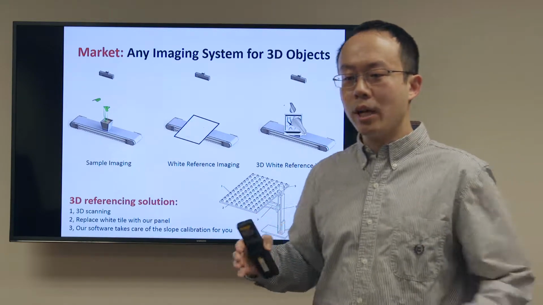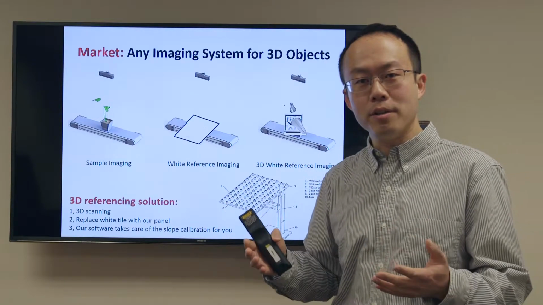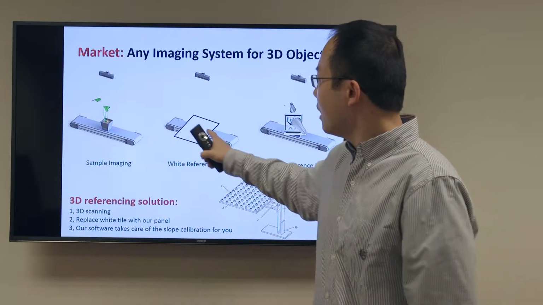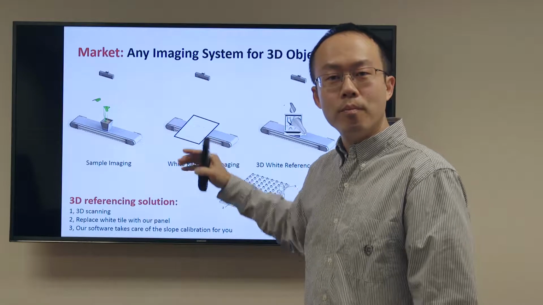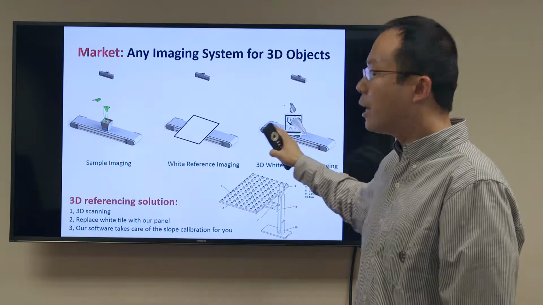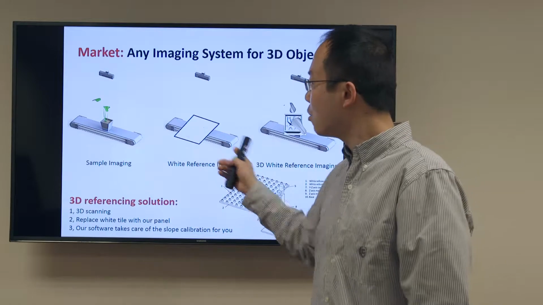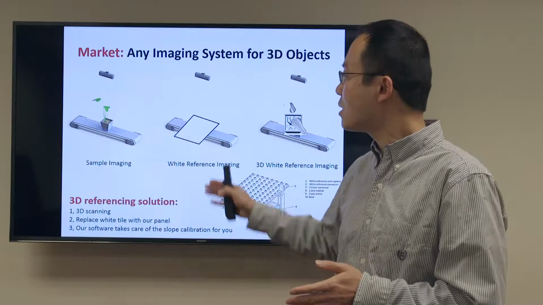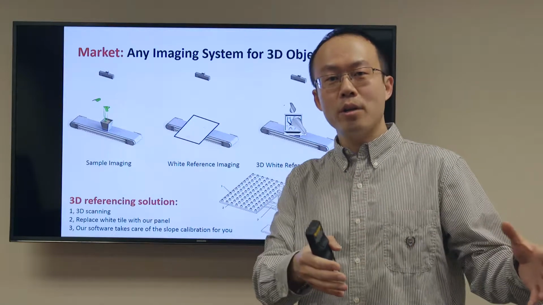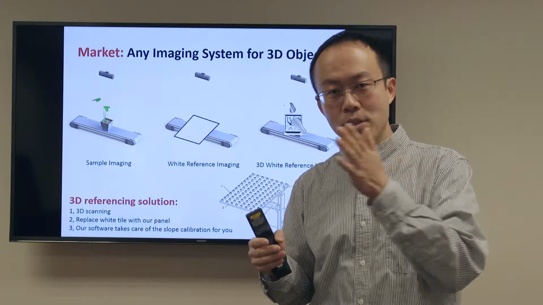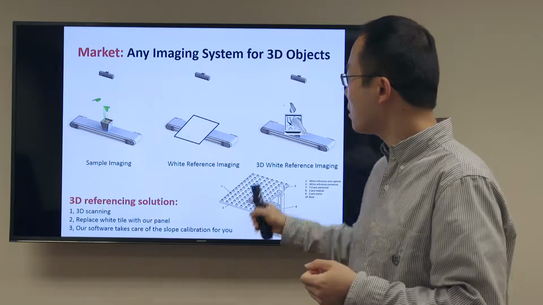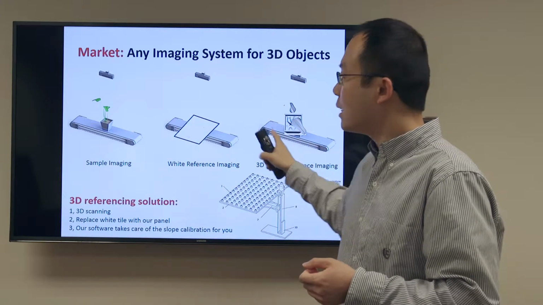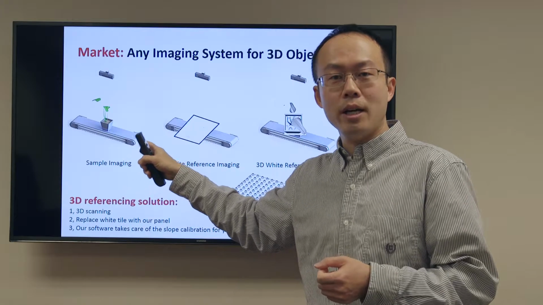Let me start with the ideal case. What is the ideal white referencing for any 3D object imaging? Instead of using a white flat tile, we should use a 3D white reference to reference our object. The ideal case could be to put a 3D printer right beside our imaging system. Every time a new object comes in, we use a 3D scanner to scan this object, and immediately use a 3D printer to print a white plastic object with exactly the same size and the same shape as this object.